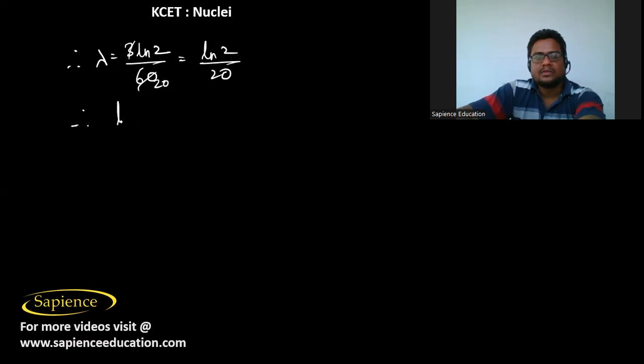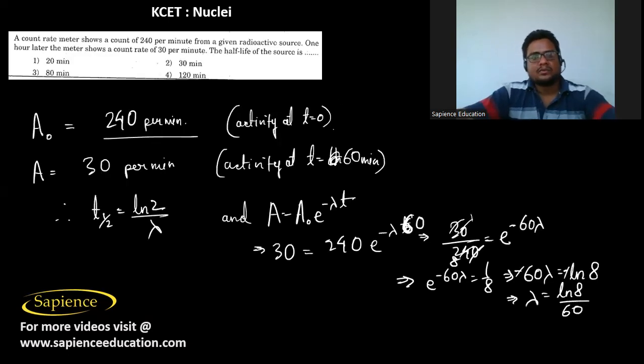Therefore, half life will be equal to ln 2 by lambda. That will be equal to ln 2 divided by ln 2 by 20, which equals 20 minutes. So 20 minutes is the half life of the source. So option 1 is the correct answer.